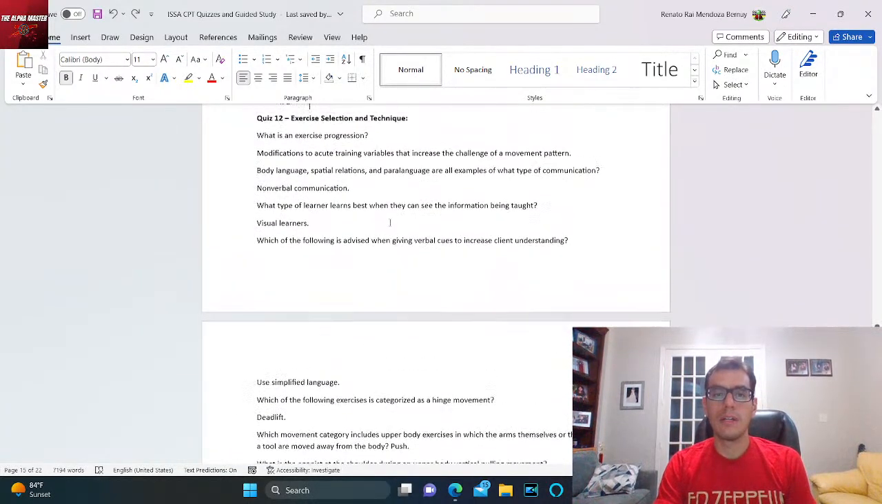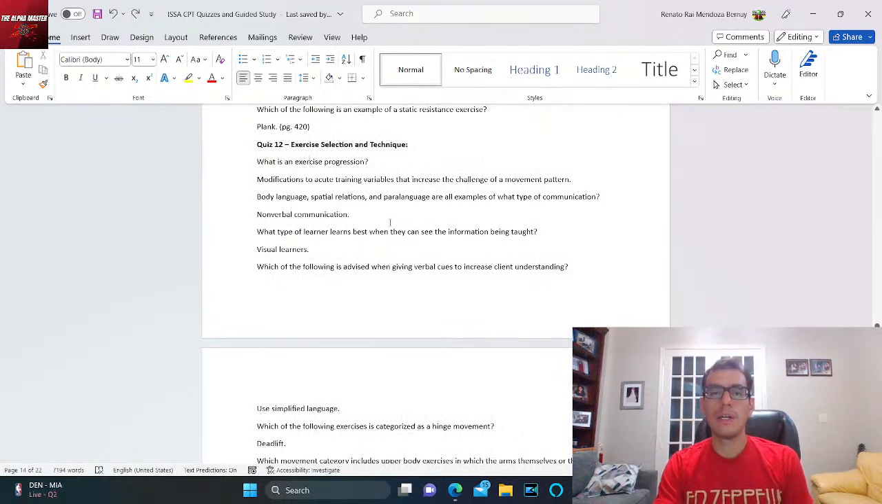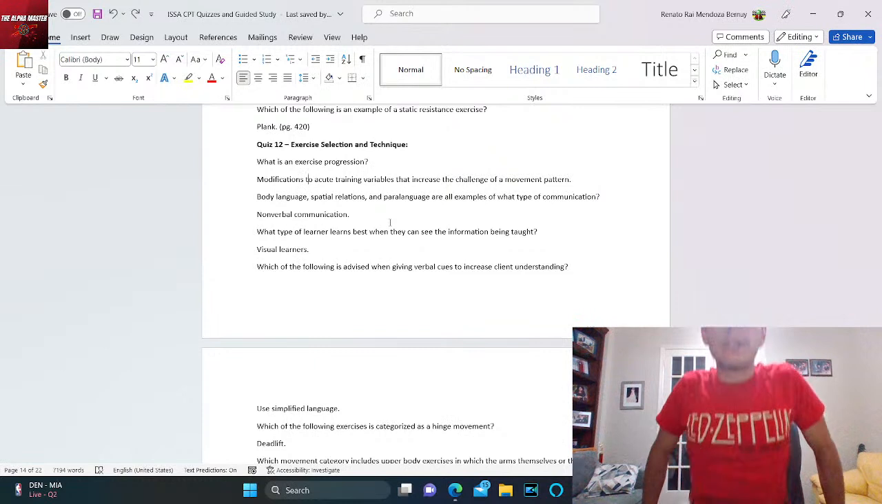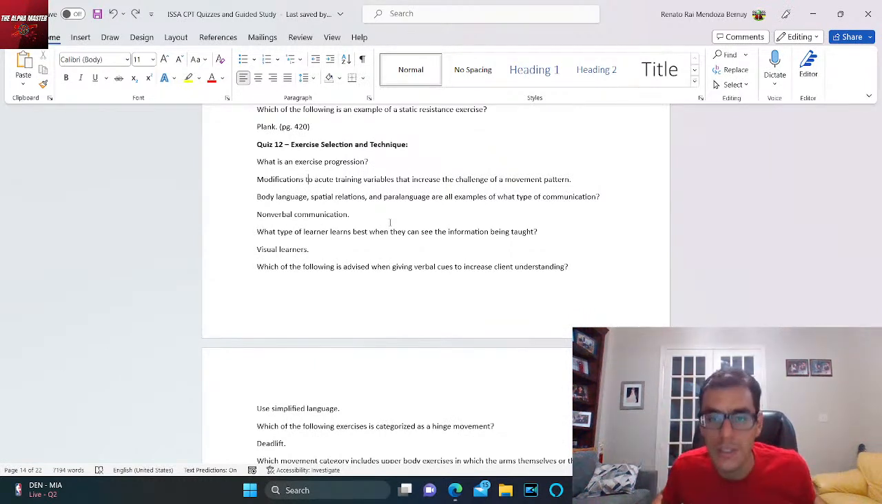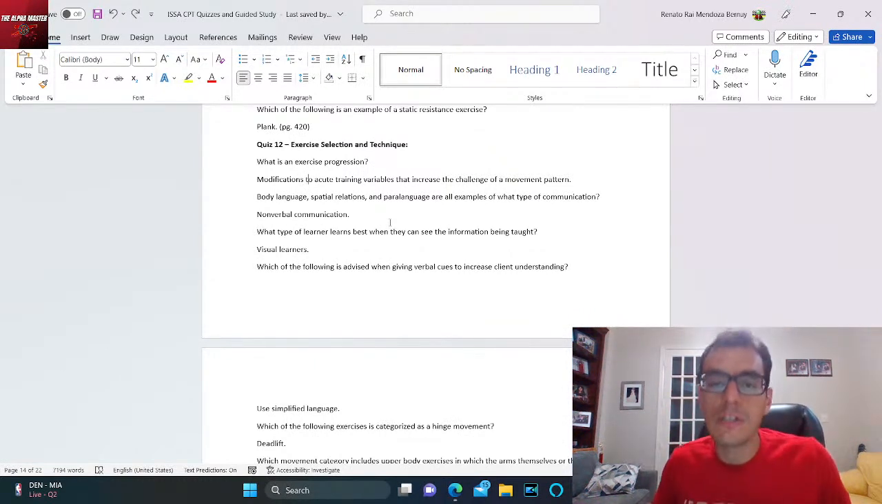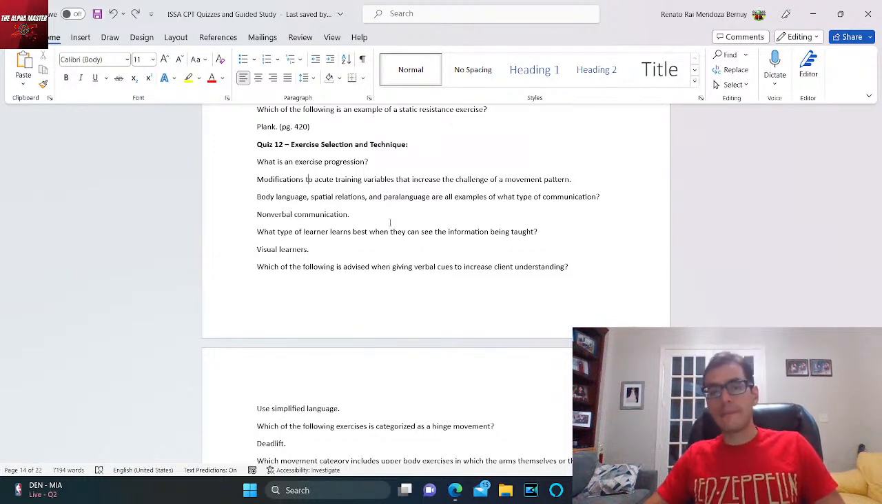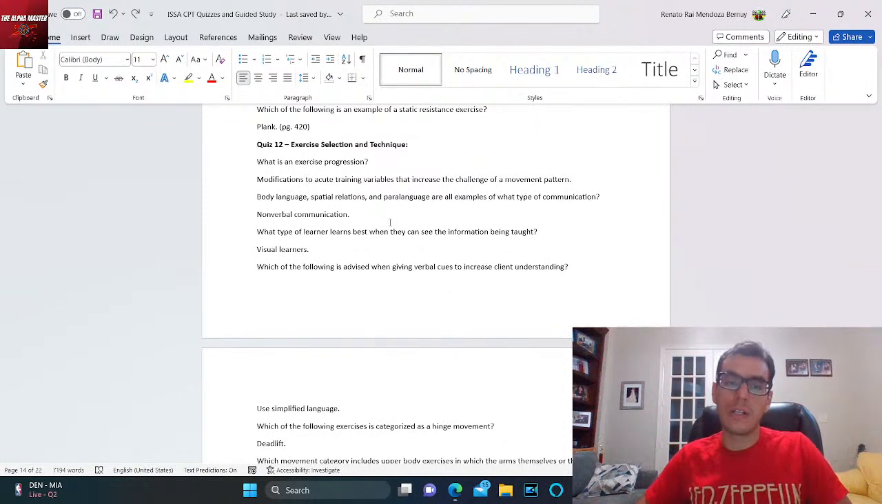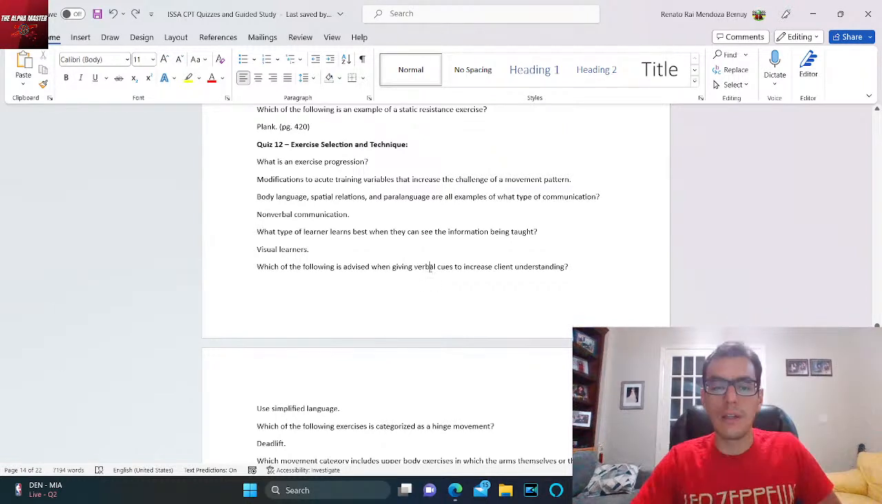So again, exercise selection and technique. What is exercise progression? Modification to acute training variables that increases the challenge of a movement pattern. Body language, spatial relations, and paralanguage are examples of nonverbal communication. What type of learners learn best when they can see the information being taught? Visual learners. Which of the following is advised when giving verbal cues? To increase client understanding, you need to use simplified language.